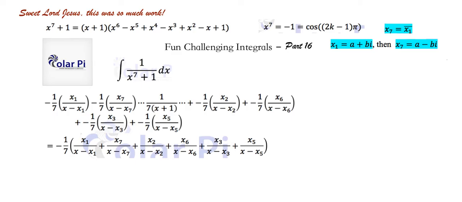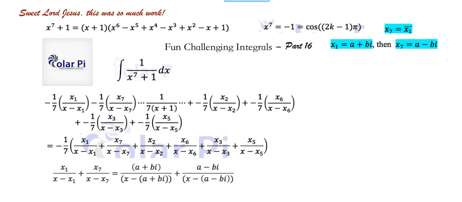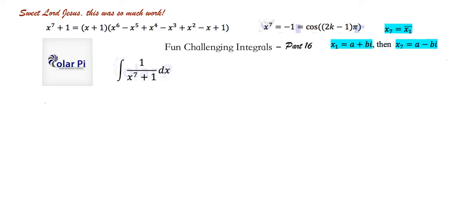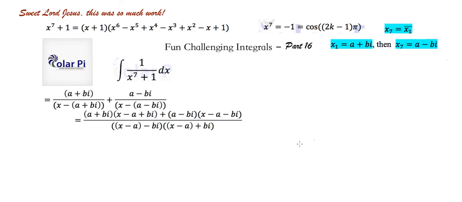Okay, so let's go. When we look at these two fractions, remember we said that if we so chose, we can say x1 is equal to a plus bi, so then x7 will be a minus bi. So these two will turn into these two guys, yeah? And we want to simplify this a little bit more. Make space first. That will look like this. And these are pretty straightforward algebra steps, right?